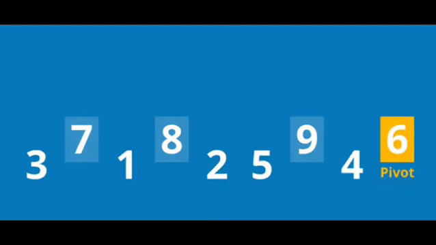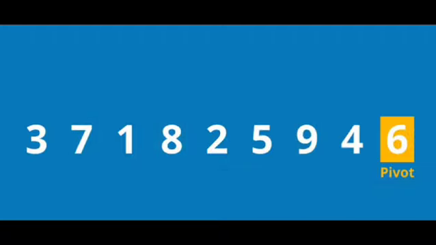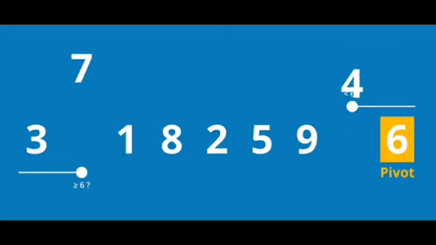Consider the given array. The last element would be the pivot. Search for the elements greater than the pivot on the left side. For example, here 7 is greater than 6. Search for elements lesser than the pivot on the right side. For example, here 4 is less than 6.